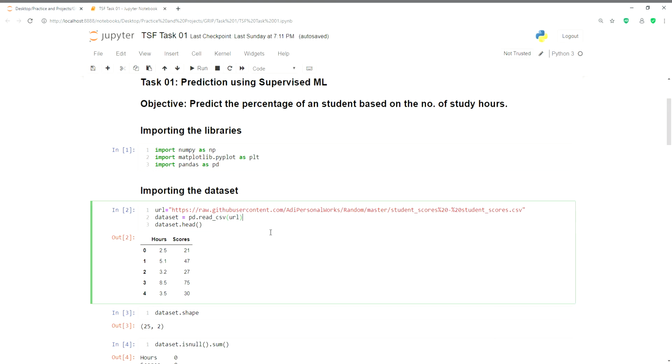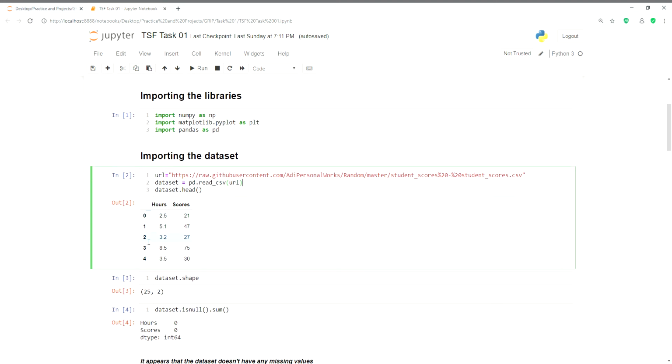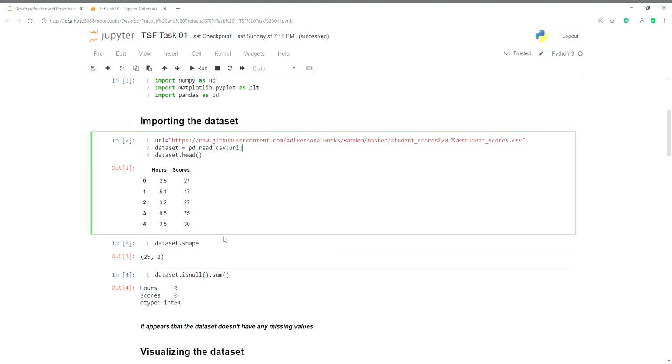The dataset contains comma separated values. That's why I have used the pandas.read_csv method. Here we can see the first few data, and the dataset contains two variables, hours and scores. The hours is the independent variable and scores is the dependent variable. To know more about the data, I have used the .shape attribute. Here we can see that the dataset contains 25 rows and 2 columns.